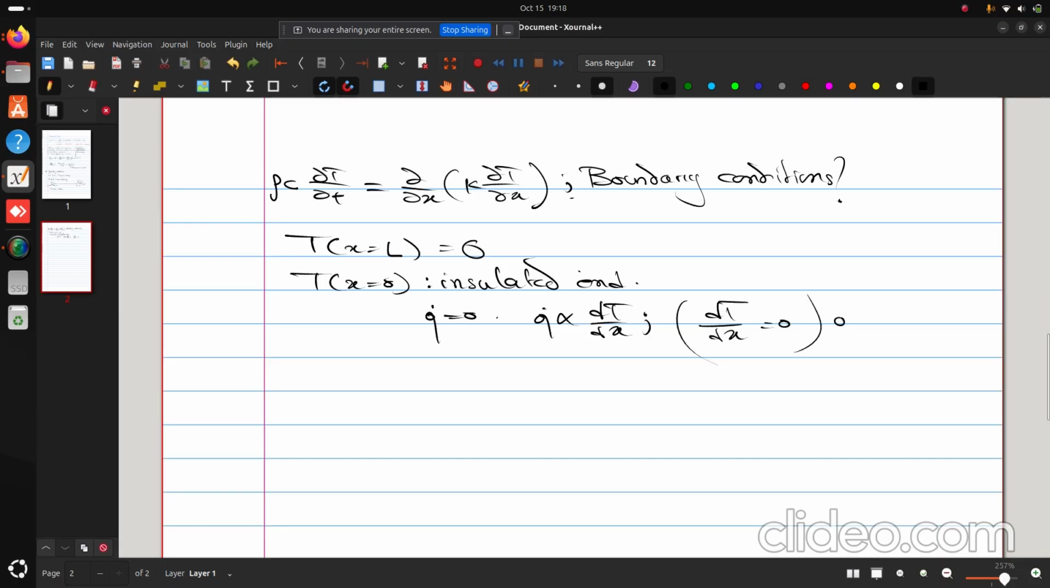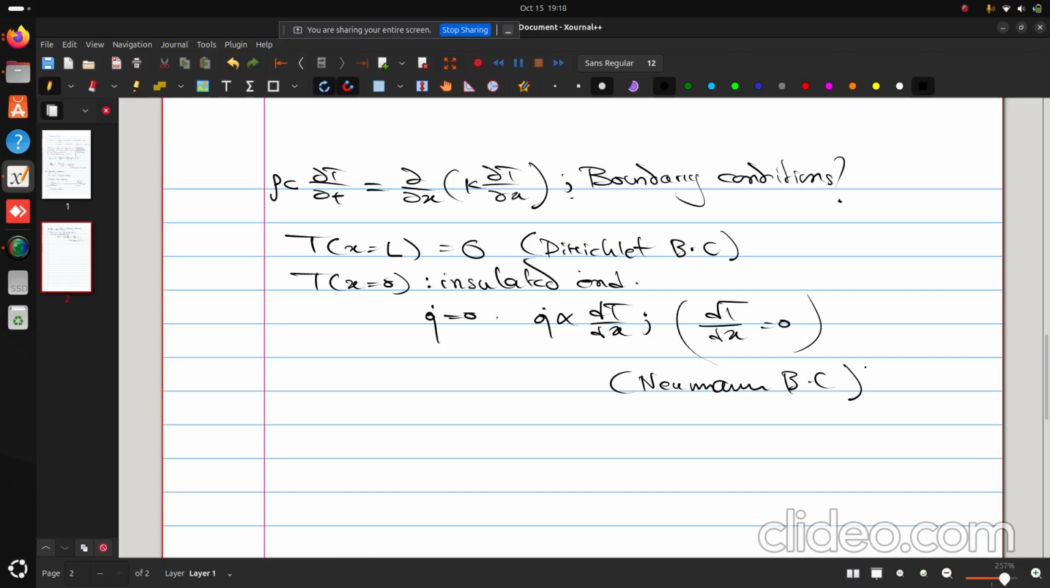Okay. So we do not have a boundary condition for T, but for the derivative of the temperature, right? So we have here the Dirichlet boundary condition and Neumann boundary condition. Okay. So we have our initial condition and our boundary condition ready.